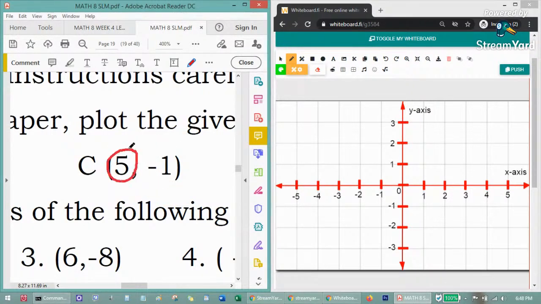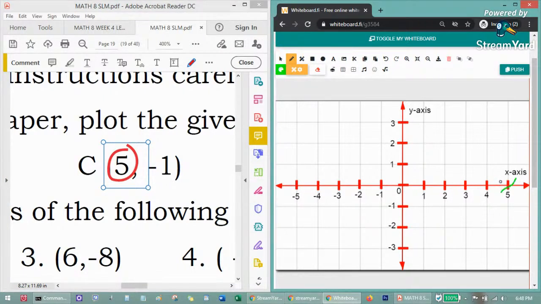X is +5 and y is -1. X is +5. Nasaan ang +5 ng x? So, dito ba tayo titingin? No. Titingin tayo dito sa x-axis. So, this is the +5 of x-axis. Okay?